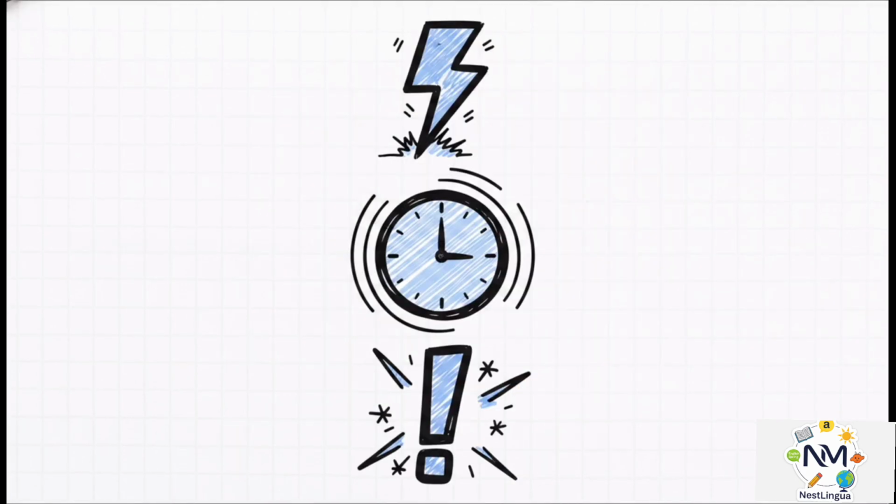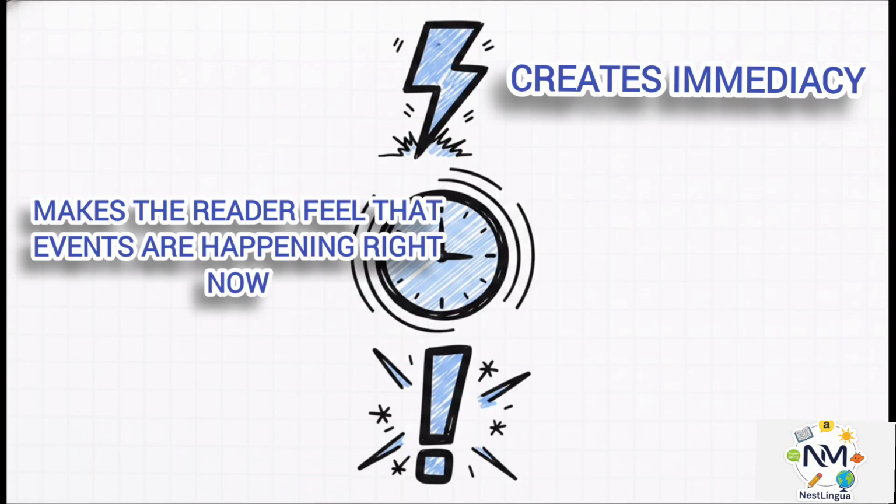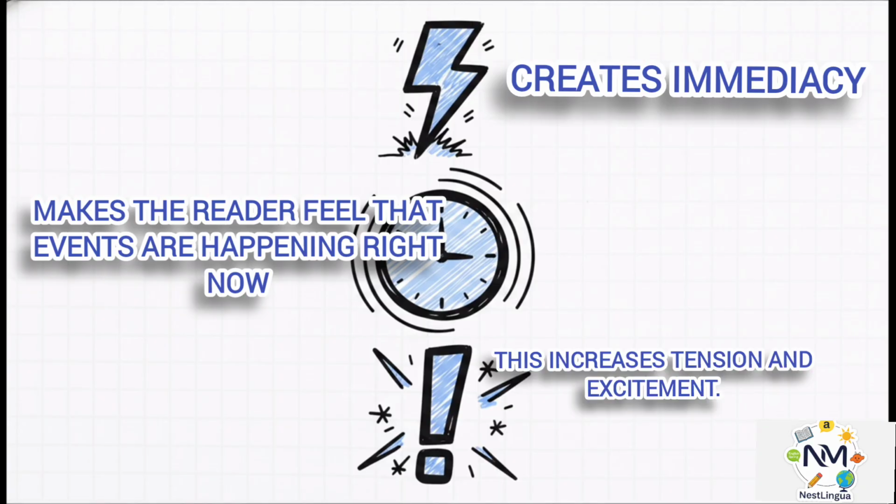Here's your perfect present tense model answer structure. First, state that it creates immediacy. Next, explain that it makes events feel like they are happening right now. Finally, point out that this increases tension and excitement. If you memorize these exact points, you'll easily ace this question.